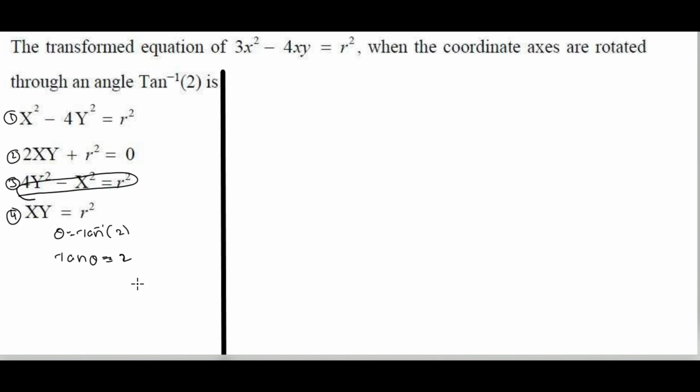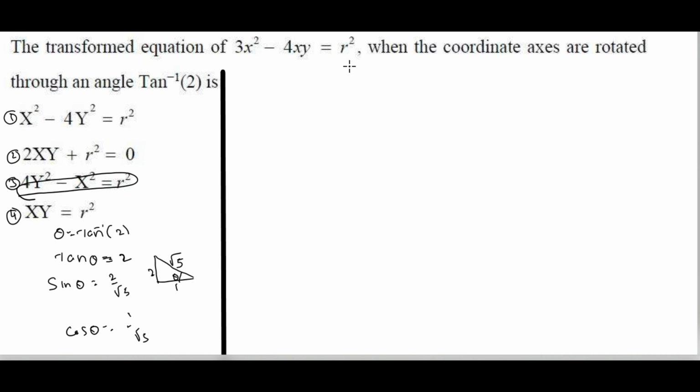Tan theta is equal to 2. Now we draw the right angle triangle. This is theta. Tan theta means opposite side by adjacent side. That is 2, adjacent side is 1, and hypotenuse is root 5. From this, sin theta is equal to 2 by root 5, and cos theta is equal to 1 by root 5. We know that this equation is transformed to an angle tan inverse 2.